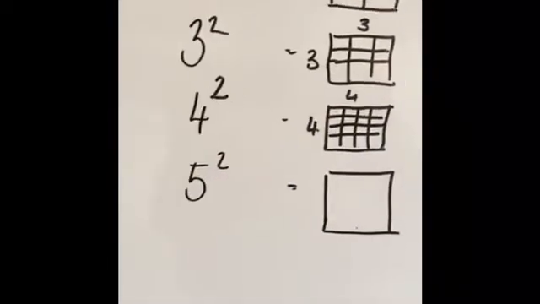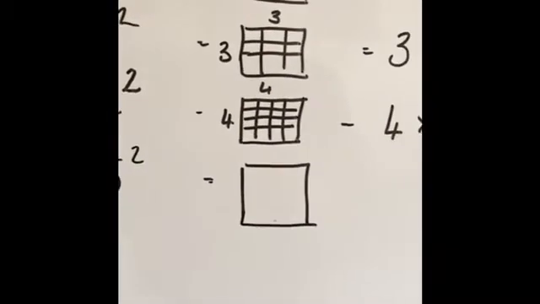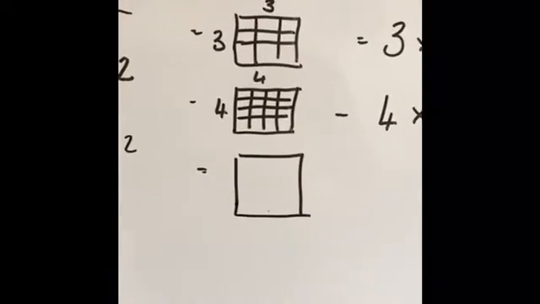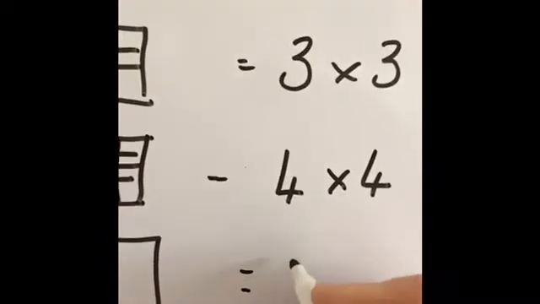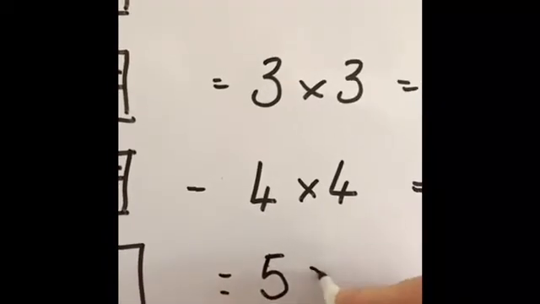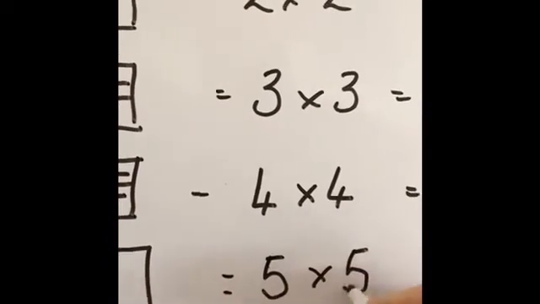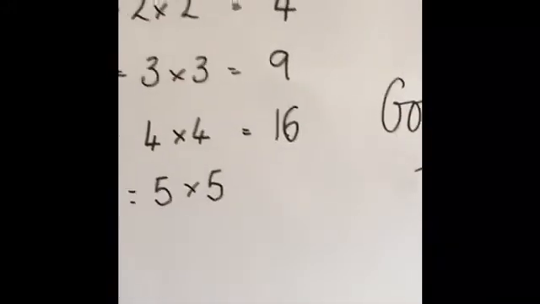Then we have 5 squared. Now I'm not going to try and draw that because it's going to be a bit fiddly, but you can draw it at home, which equals 5 multiplied by 5, and who can tell me what the answer will be?